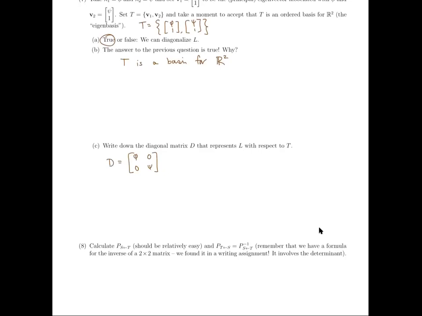I put phi first because phi1 is the first vector in T, and then c second because c1 is the second vector in T. And we want to make sure that our eigenvalues get paired up with their associated eigenvectors. So these should match and these should match, and they do.